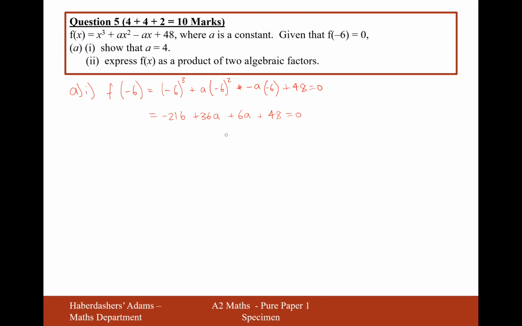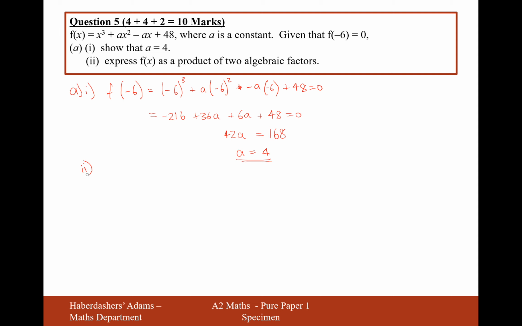So let's now combine this together. We're going to get 42a equals 216 minus 48 on the other side, so that's 168. 168 divided by 42, let's just make sure we got that all correct, is the value 4. So lovely, good. Doing that on the calculator, we did get a as 4.